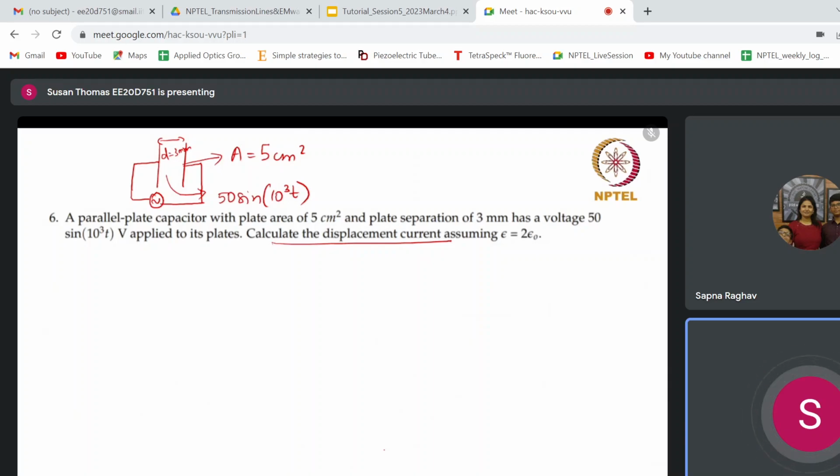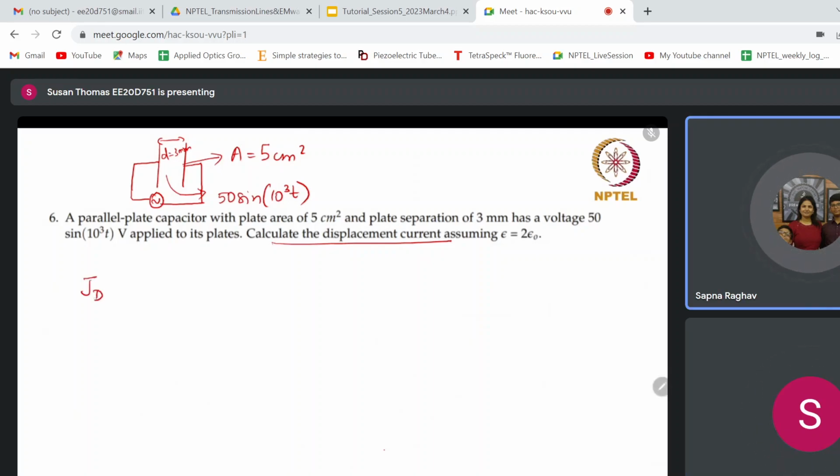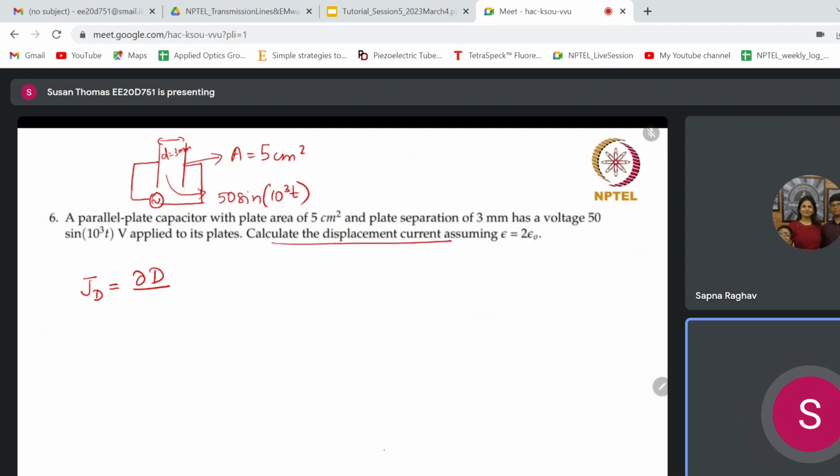So how do we do that? D is equal to epsilon E. Yes, JD, again, JD is the displacement current density. Let us keep that in mind. JD is dou D by dou T, and this is epsilon into dou E by dou T. Okay, now let us move to the next step.